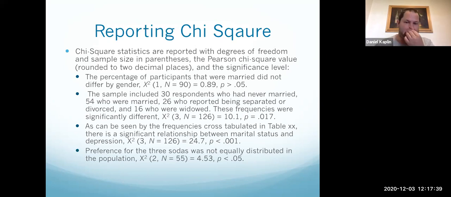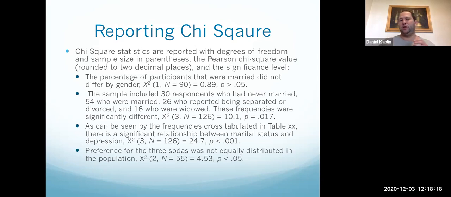If you add up the number of participants, you're going to have a total of 126 participants. That chi-square value was 10.1 with a p-value of 0.017. In this case, we would say the frequencies were significantly different. Notice how with chi-square, you're emphasizing either frequencies or percents. Now, as can be seen in the frequencies cross-tabulated in table X, right? This is another way to write it. There is a significant relationship between marital status and depression.